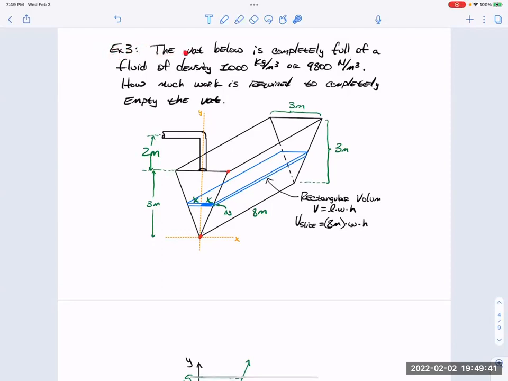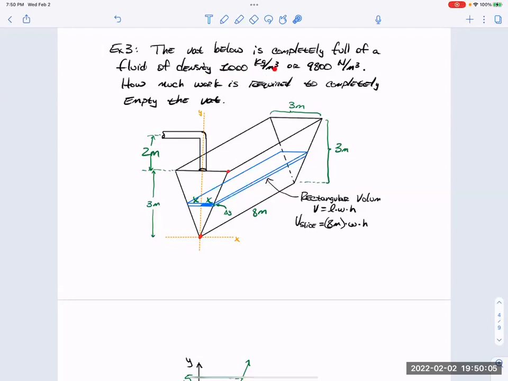And what we have here is a vat. It's just a tank that's shaped like this, triangular. It comes to a point at the bottom here. I'll give you time to draw this, but I pre-drew it to save a bunch of time. So the vat below is completely full of a fluid of density 1,000 kilograms per cubic meter.